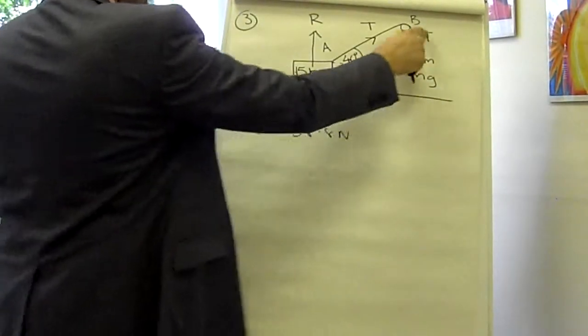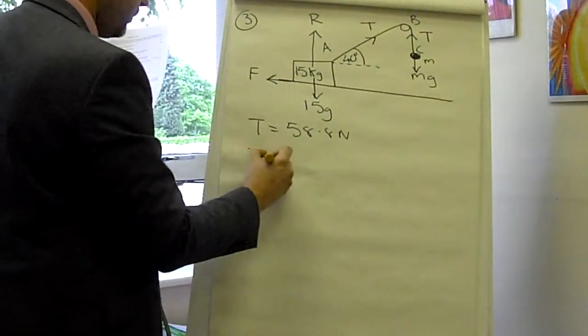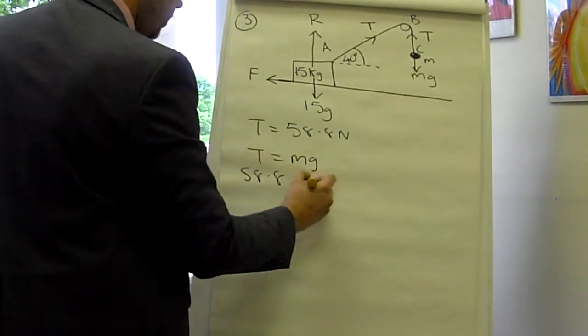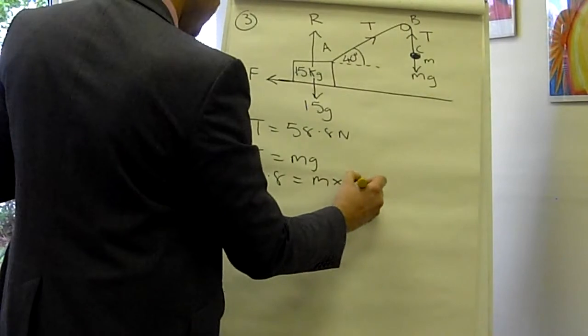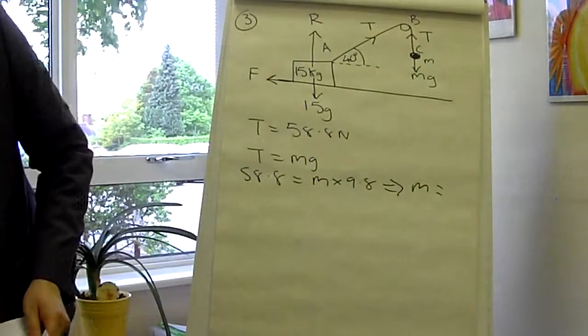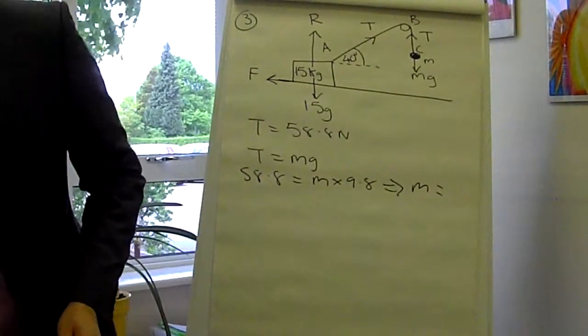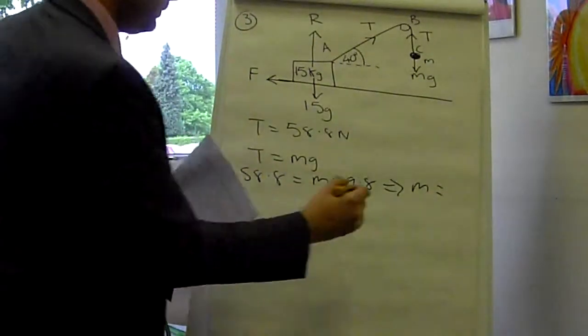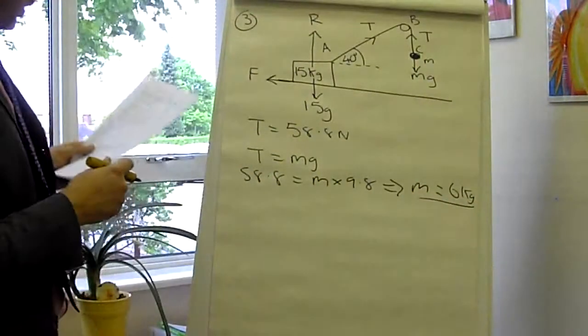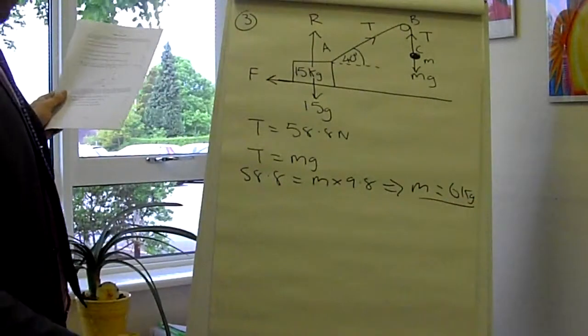So we can say that T equals mg, which means 58.8 equals m times g, which is 9.8, and that gives the value of m as 6 kilograms. Okay? Now, question 2, calculate the frictional force.